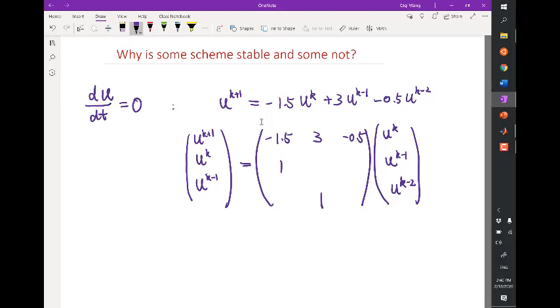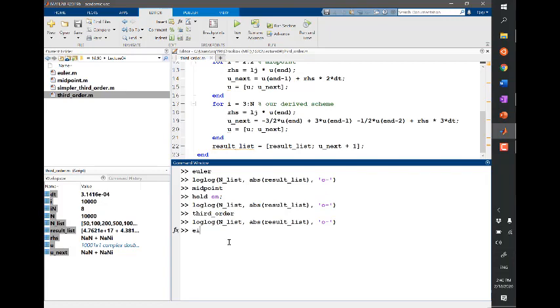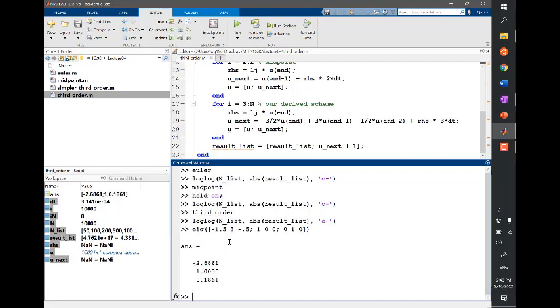Do you still remember what eigenvalues we got? Let's just type in the eigen of this matrix: 3, minus 0.5, and 1, 0, 0, 0, 1, 0. We get minus 2.668, 1, and 0.1.